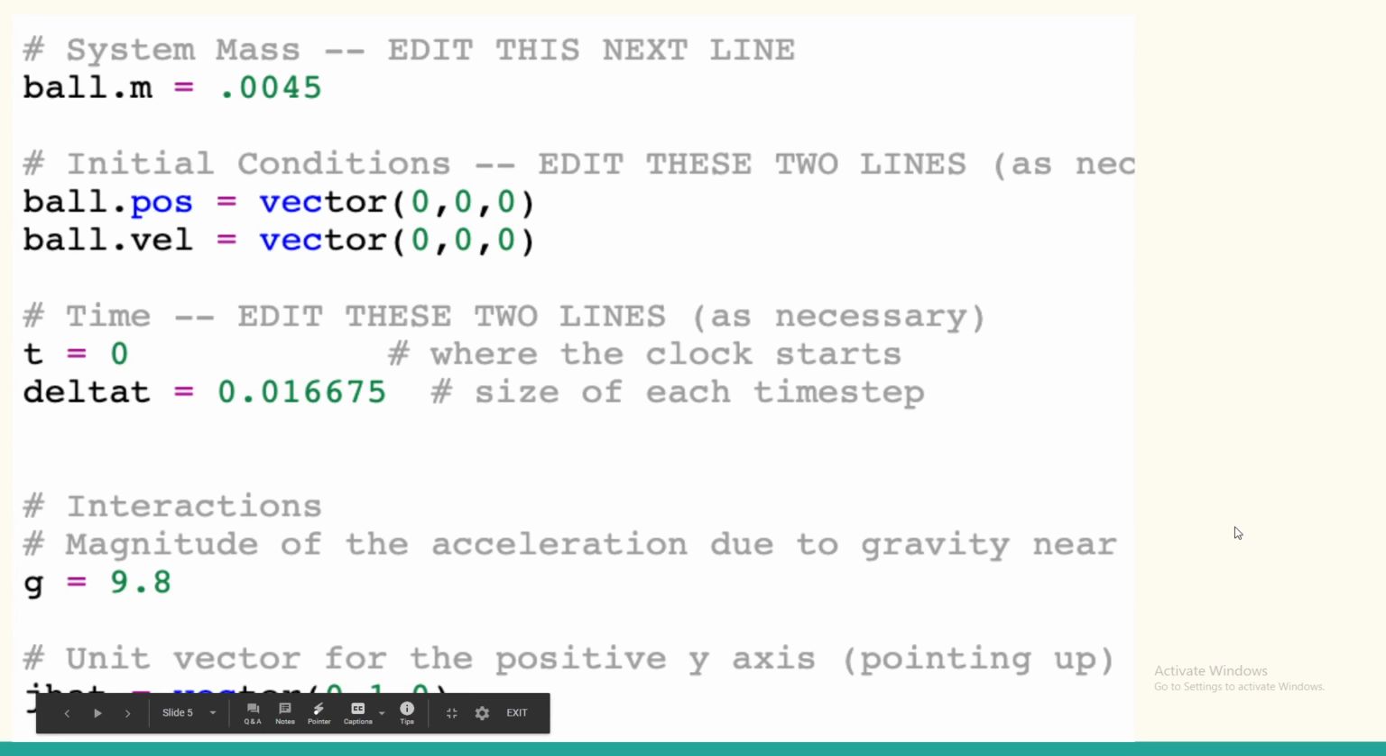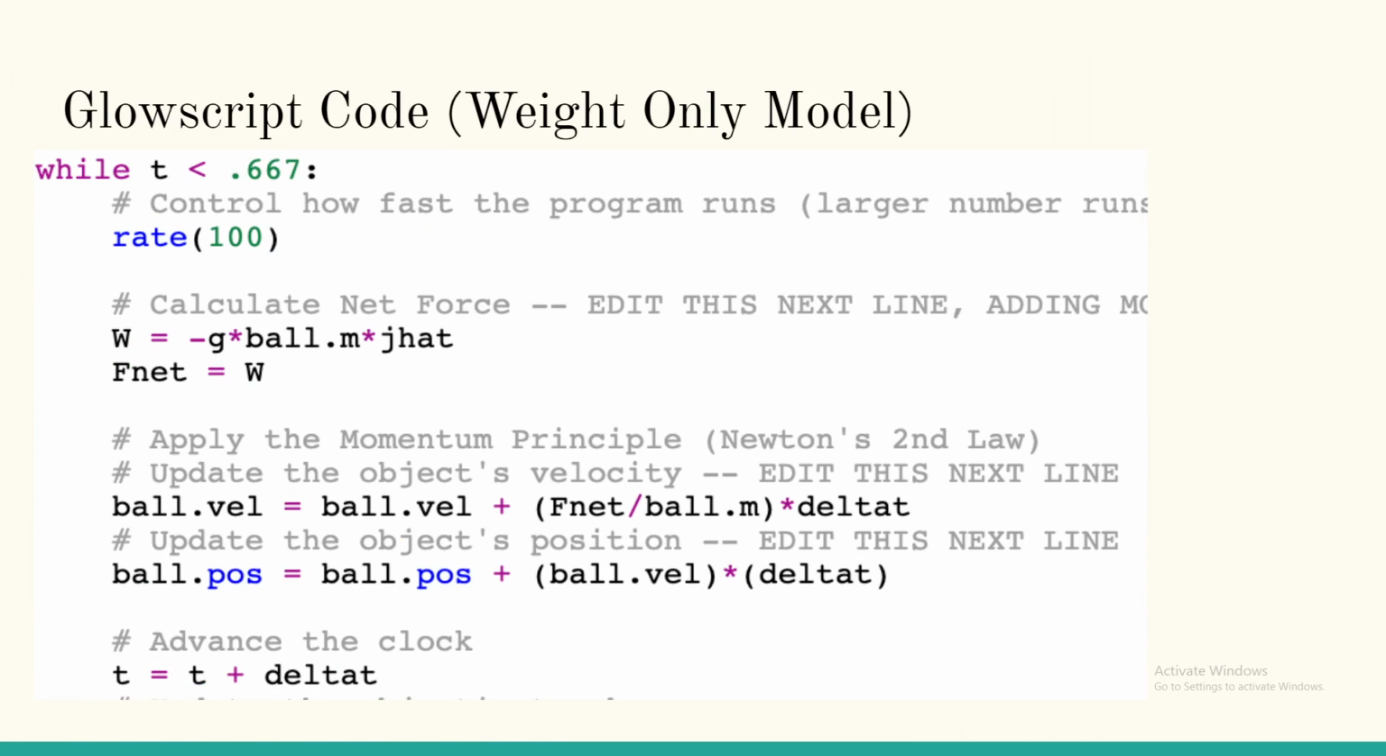The general components of this experiment: the crumpled up sheet of paper had a mass of 0.0045 kilograms. Both the velocity and position started at 0, since the velocity was at rest, so both are 0 vectors. And then there was a gravitational constant of 9.8 meters per second squared.